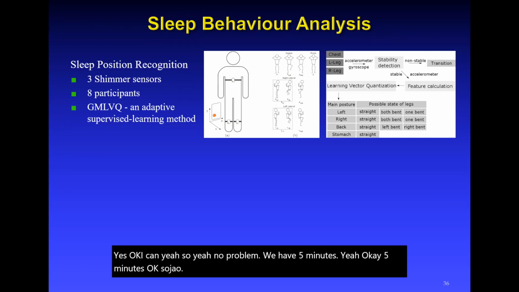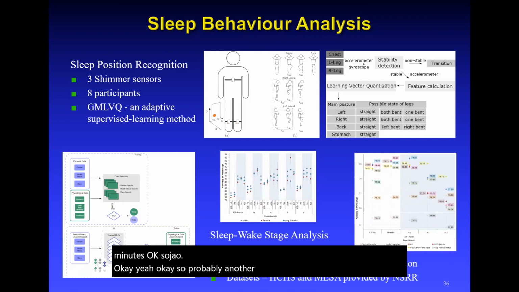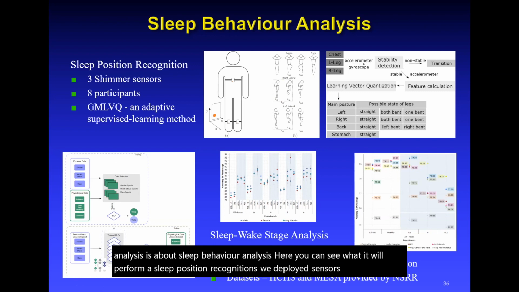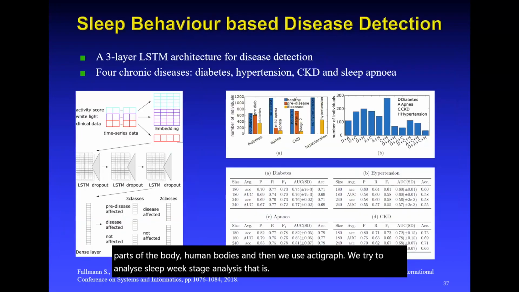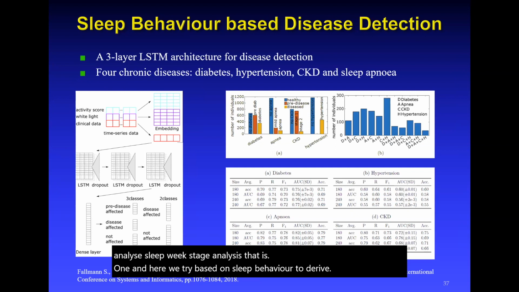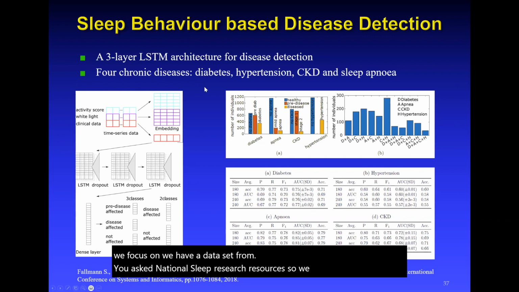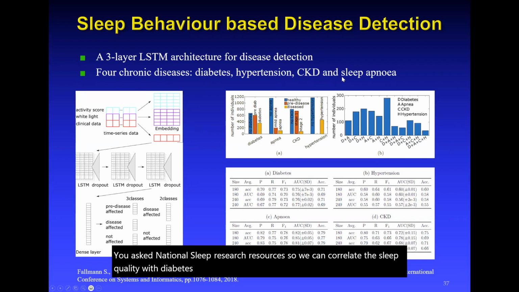Okay. So probably another study surrounding the behavior analysis is about sleep behavior analysis. Here you can see one is we perform sleep position recognition. We deploy sensors in different parts of the human body, and then we use actigraphy. We try to analyze sleep-wake stage analysis. That is one. And here, based on sleep behavior, we try to derive potential disease, to correlate sleep quality with disease. Here we have a data set from, I think, the US National Sleep Research Resource. So we correlate the sleep quality with diabetes, hypertension, kidney disease, and sleep apnea.